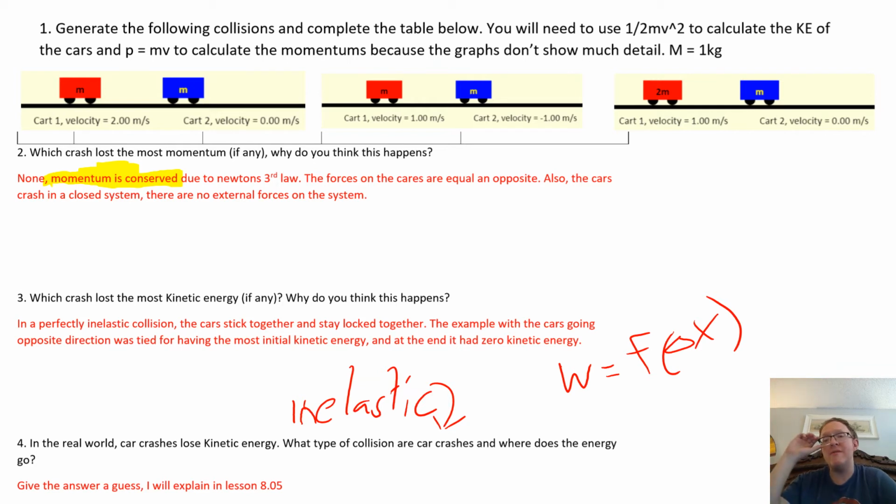So anytime you have vehicles hitting each other and crunching in any way, energy was lost. You don't bend steel for free. And the more destroyed the cars are, probably the faster they were going and the more kinetic energy they originally had. So car crashes are definitely inelastic, and the energy goes into heat, it goes into sound, and it goes into bending the heck out of the car and breaking it.